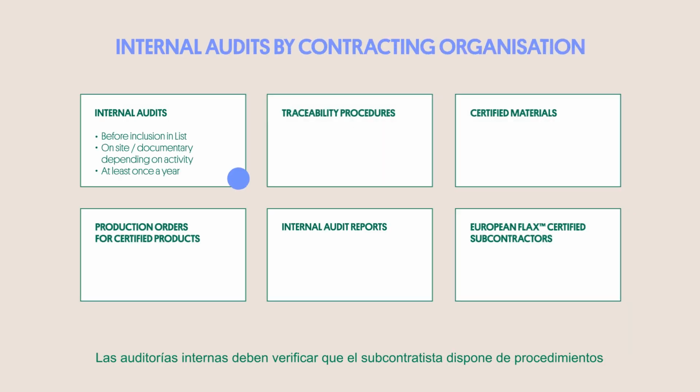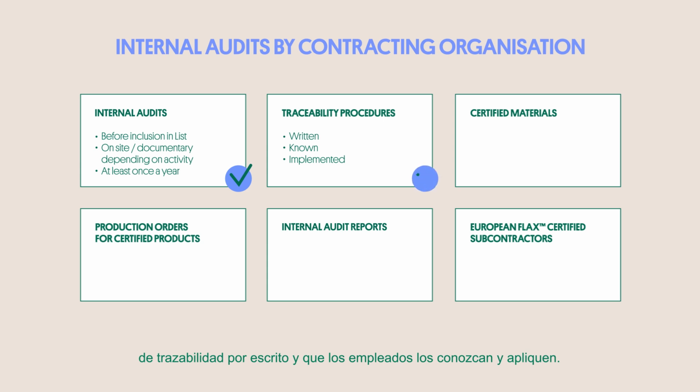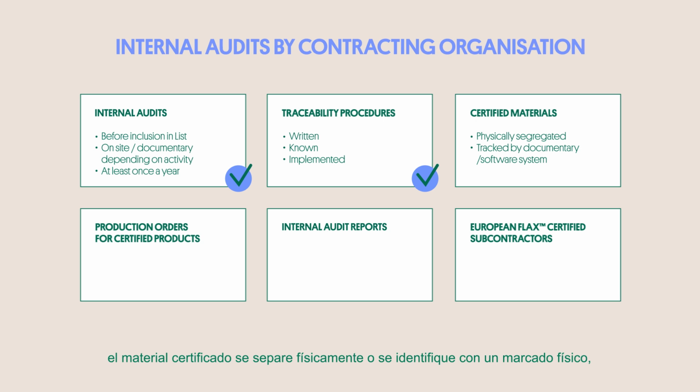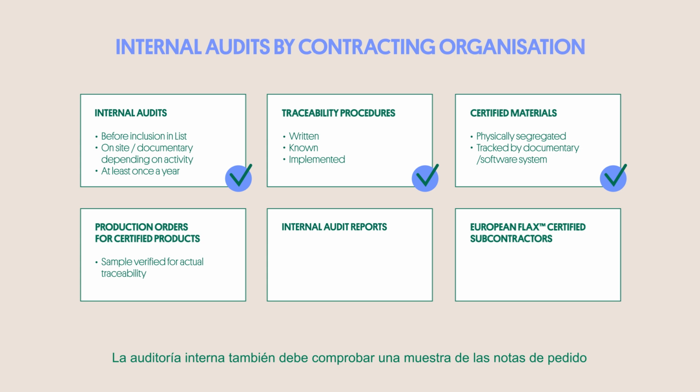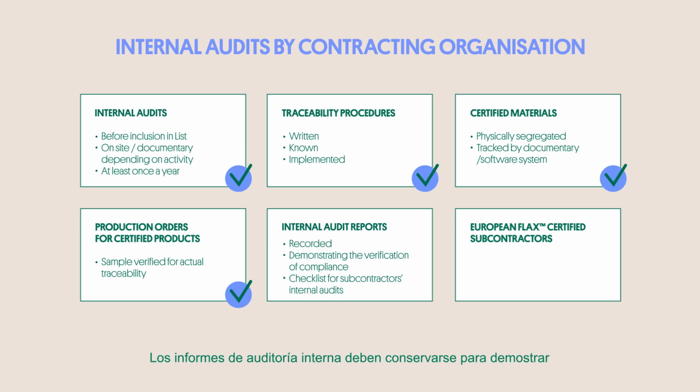Internal audits shall verify that traceability procedures at the subcontractors are written, that the employees are aware of them and implement them. They must ensure that, from input to output, at each step, certified materials are physically segregated or identified with physical markers, and that they are tracked by a documentary or software system. A sample of production orders for certified products shall be verified for actual traceability. And the internal audit reports must be recorded and demonstrate the verification of the above.